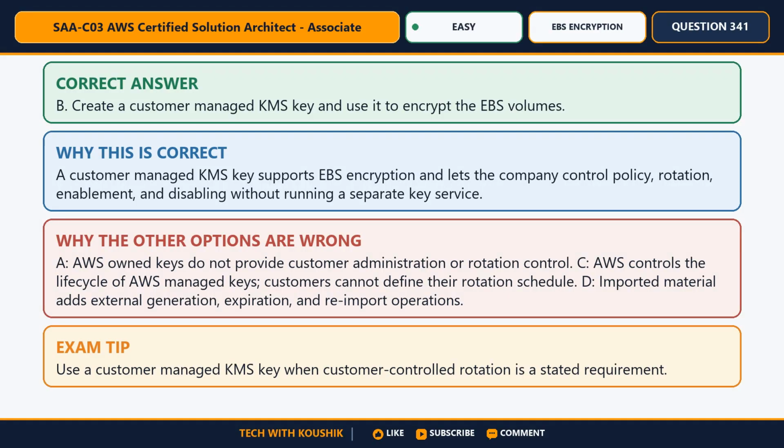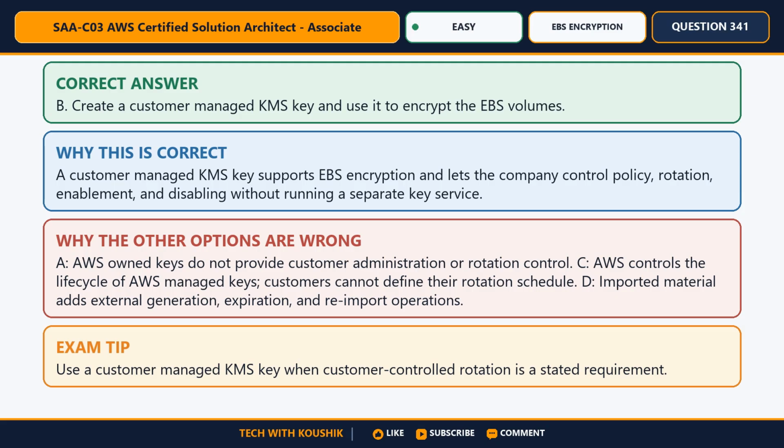The correct answer is B. Create a customer-managed KMS key and use it to encrypt the EBS volumes. Here's why. A customer-managed KMS key supports EBS encryption and lets the company control policy, rotation, enablement, and disabling without running a separate key service. Why are the other options not correct?